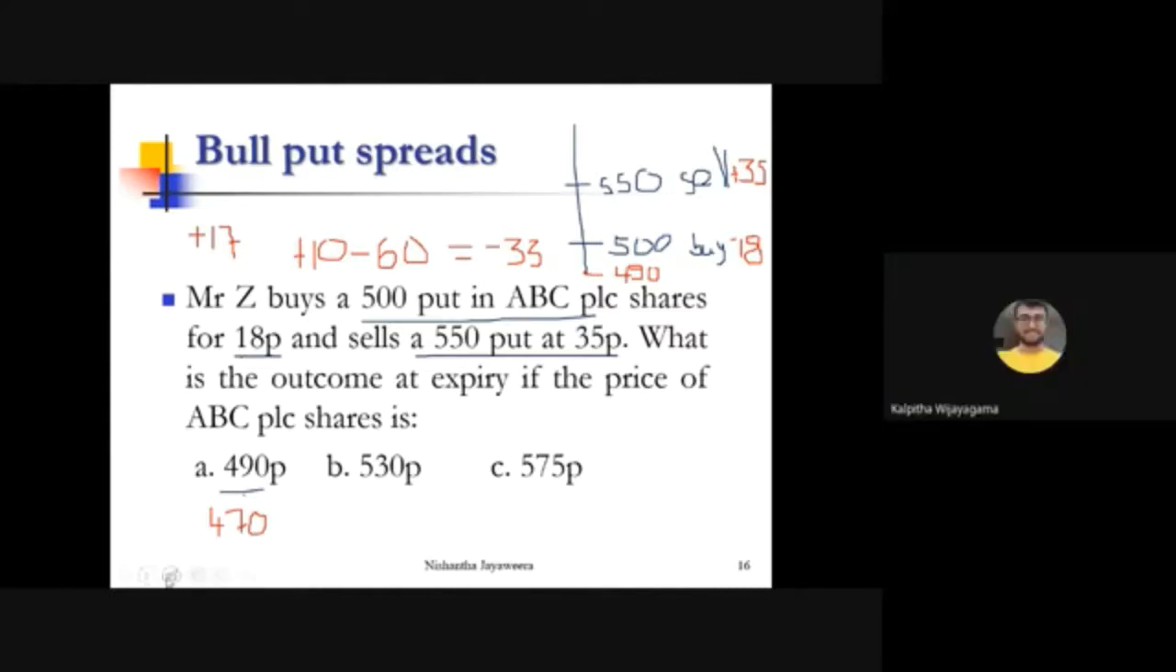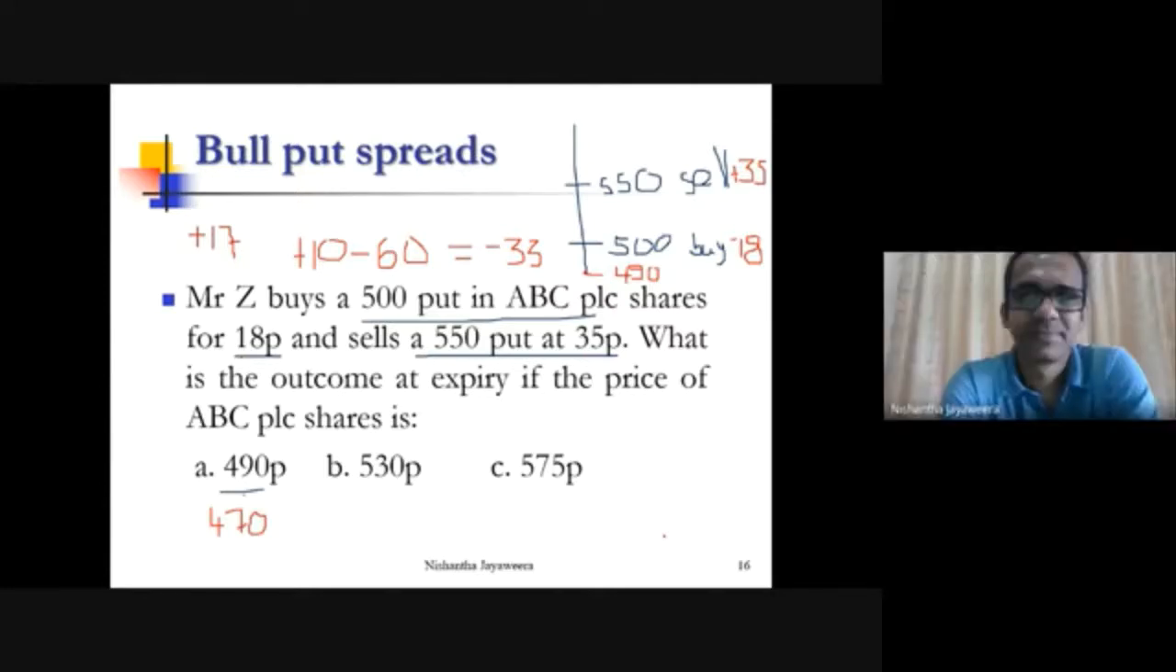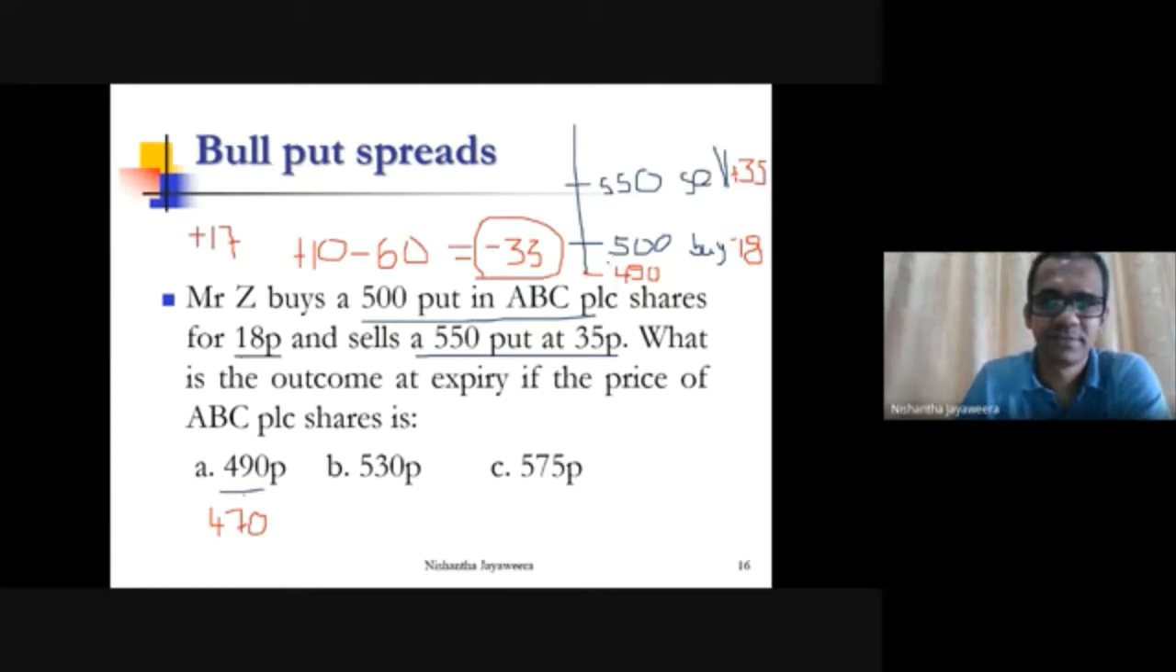All right, so you can sell it at 500. Still 33, sir. Still minus 33. Yes. Why? Whatever the difference between 500 and 470, you receive it, because you have bought a put option at 500. You exercise your right, you get that 30.